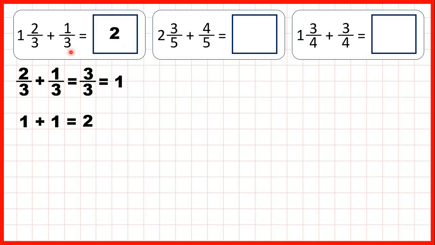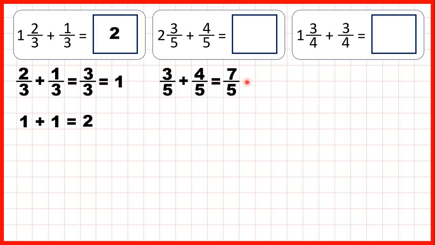So sometimes when we're adding a fraction to a mixed number, we can still get a whole number as our answer if the fractions add together to total 1 whole. Next, we have 2 and 3/5 plus 4/5. So we start by adding our fractions. The denominator stays the same, and 3 plus 4 is 7.